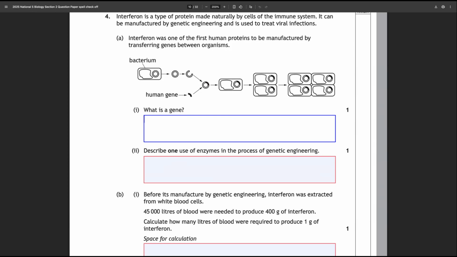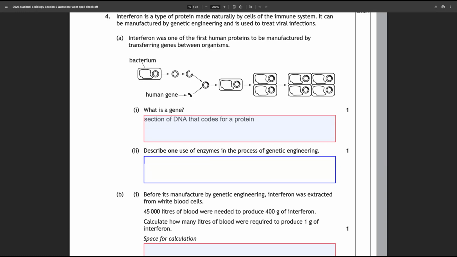It's asking you what is a gene, and from your notes you should know that a gene is a section of DNA that codes for a protein. Okay, section of DNA that codes for a protein. Okay, that's a simple memorization. You just have to learn the definition for the gene.